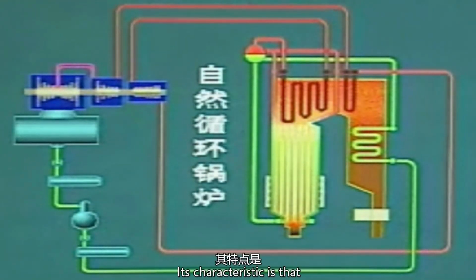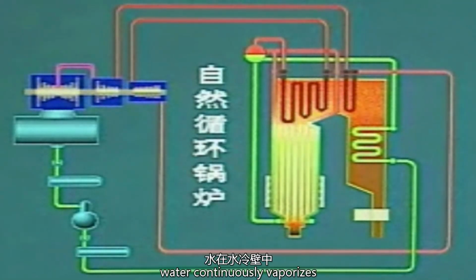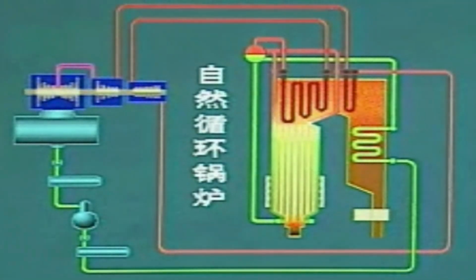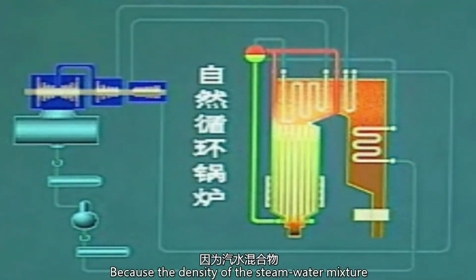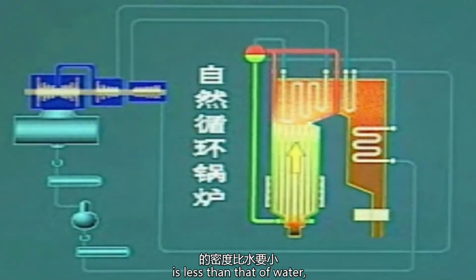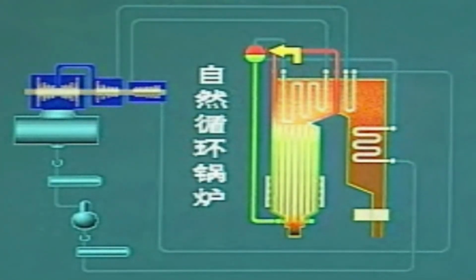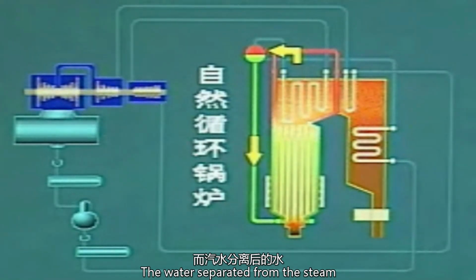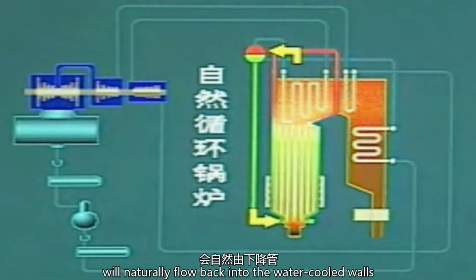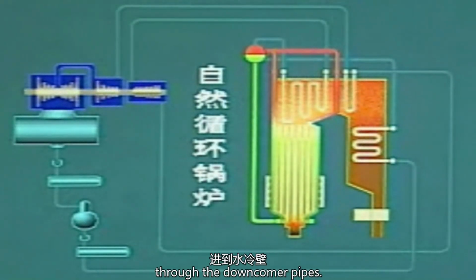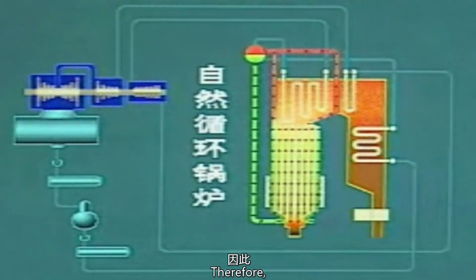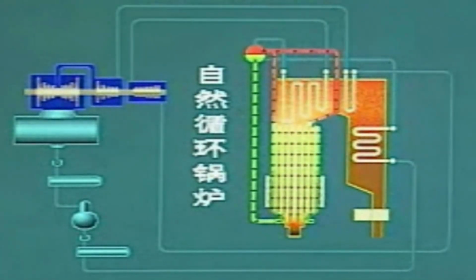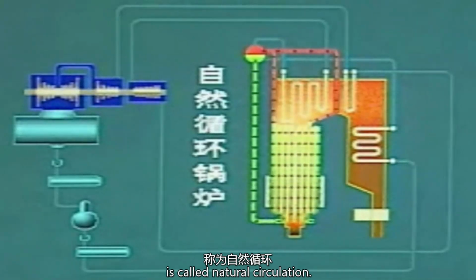Its characteristic is that water continuously vaporizes in the water-cooled walls to produce steam. Because the density of the steam-water mixture is less than that of water, it naturally rises into the steam drum. The water separated from the steam will naturally flow back into the water-cooled walls through the downcomer pipes. Therefore, this circulation method is called natural circulation.